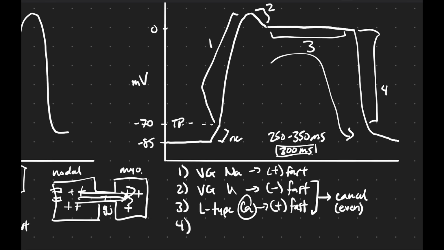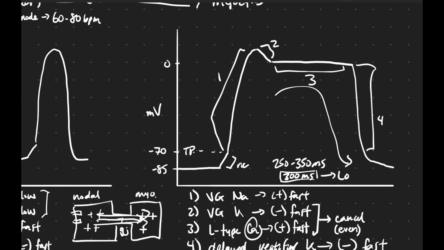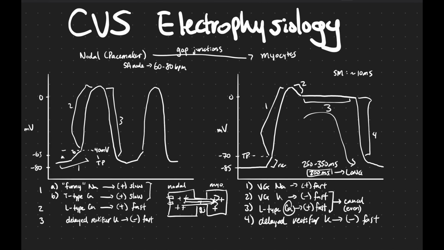Okay, and then the very last part is going to be our delayed rectifier potassium channels opening, and that's going to lead to our rapid repolarization back to -85 so that we can repeat this action potential over and over again. Now, these are very long action potentials compared to skeletal muscle, which is around 10 milliseconds or less. So it's going to be a lot longer for these cardiac cells. Okay, so that is the rundown of your cardiovascular system electrophysiology.